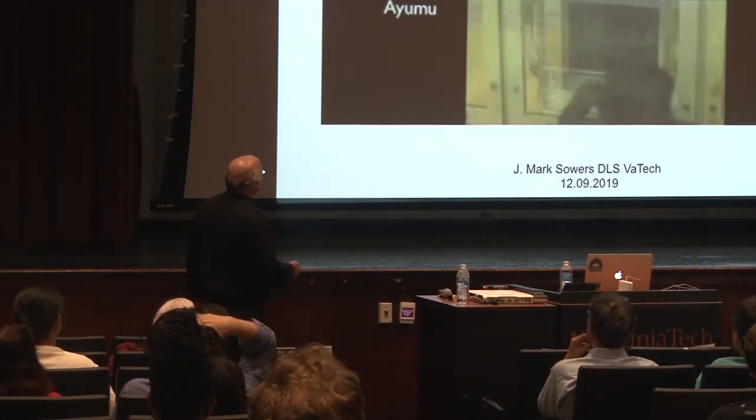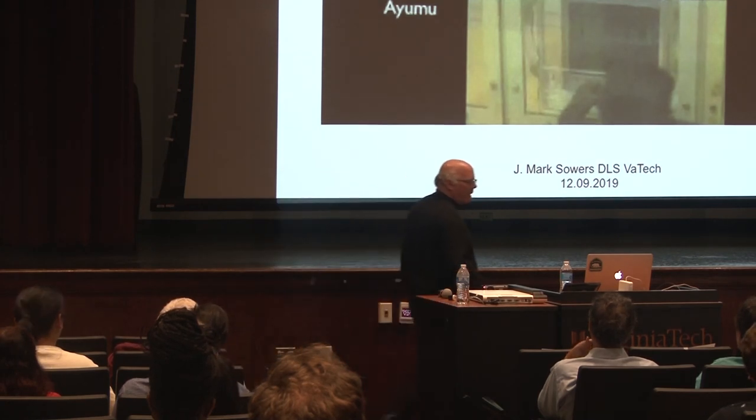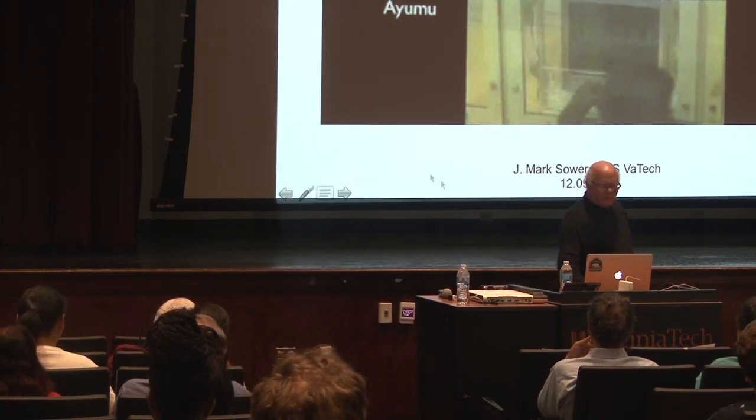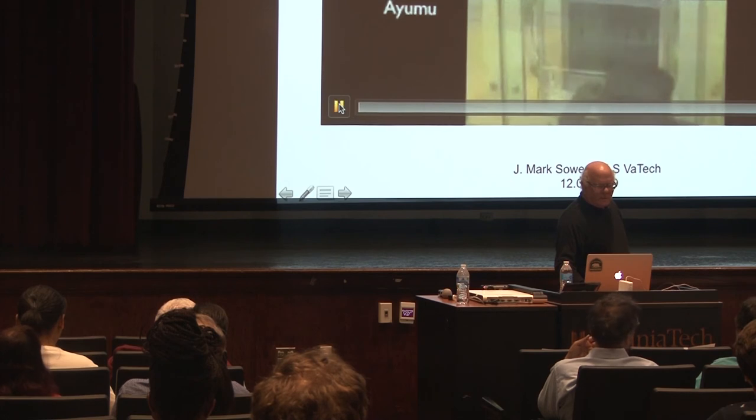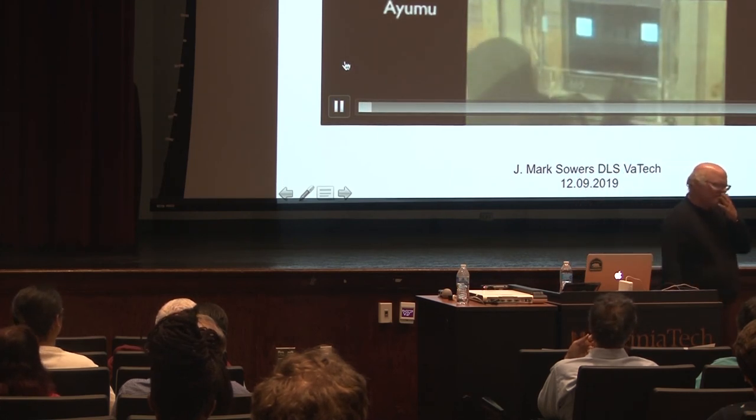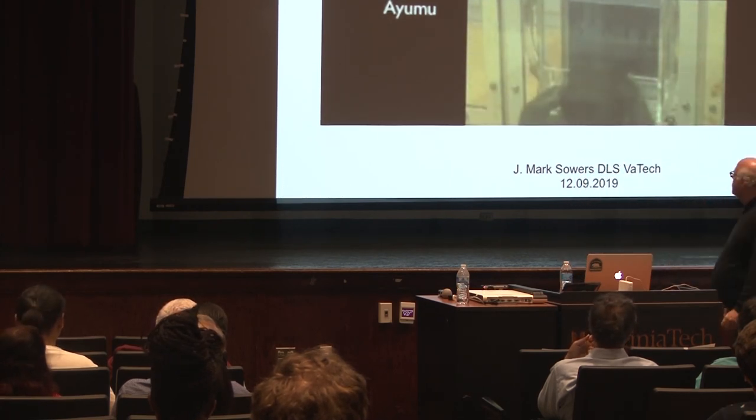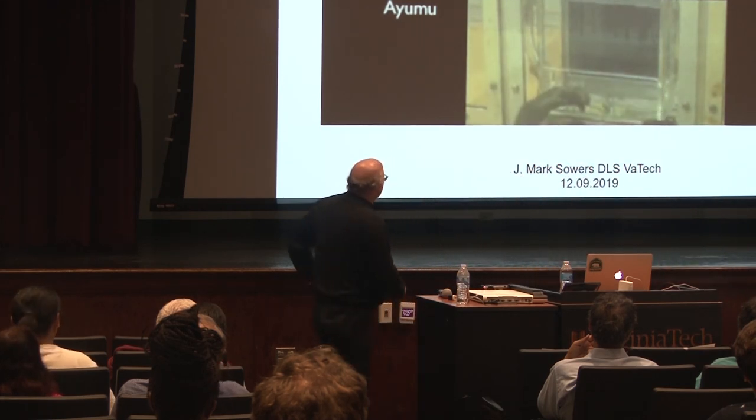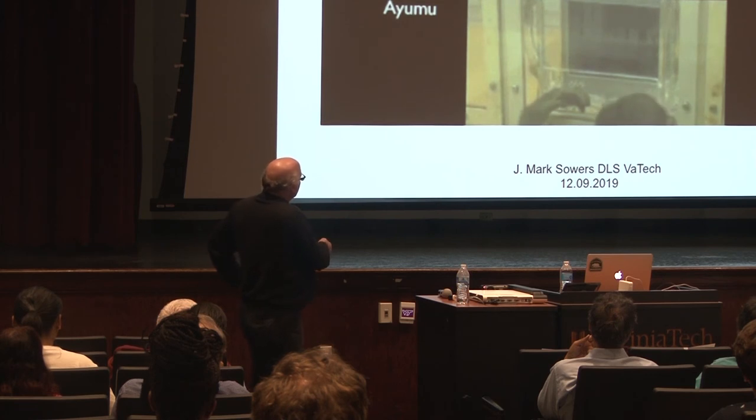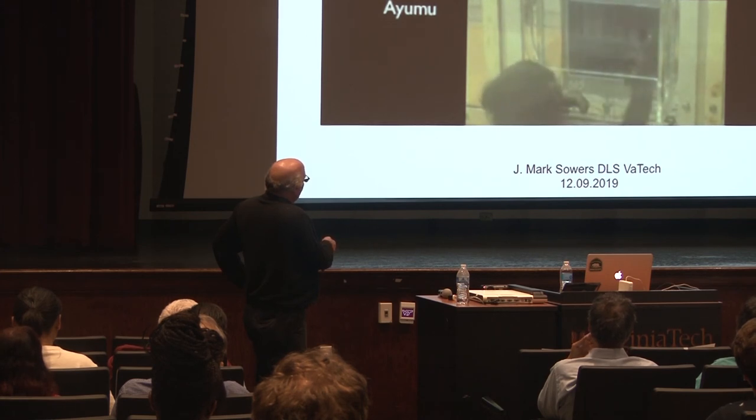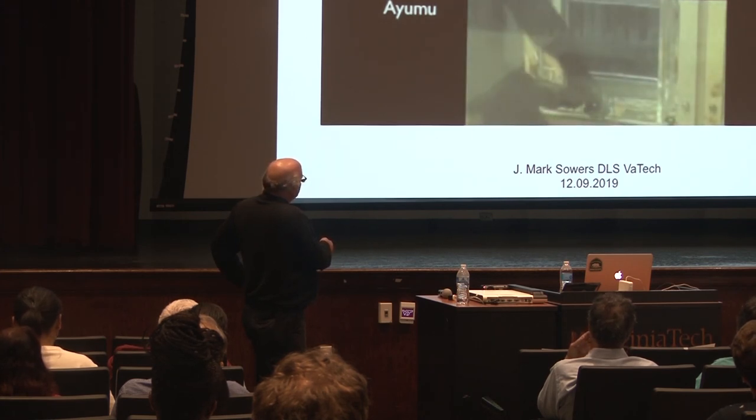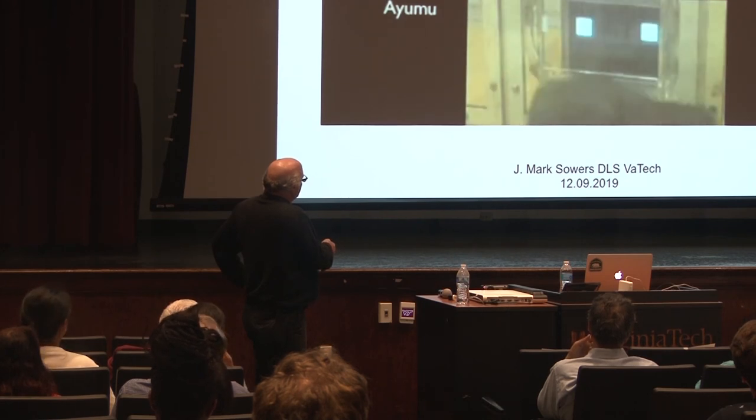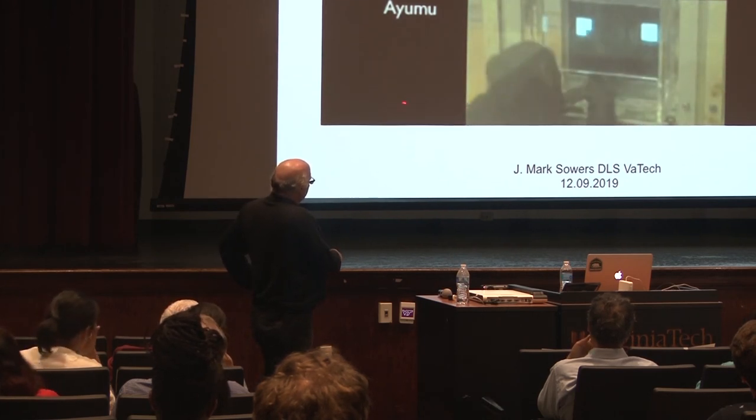Okay, so here's the final picture. This is Ai and Ayumu playing, and you're going to see a little clock score in the center. Ai picks left, Ayumu picks left, so Ai wins. The star means that Ai, the mom, is trying to match.